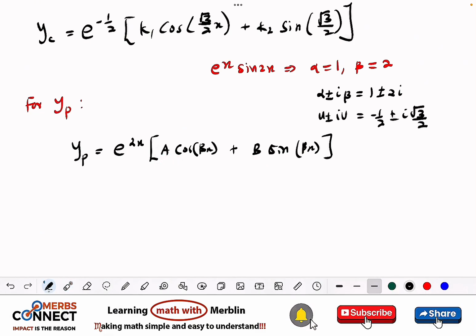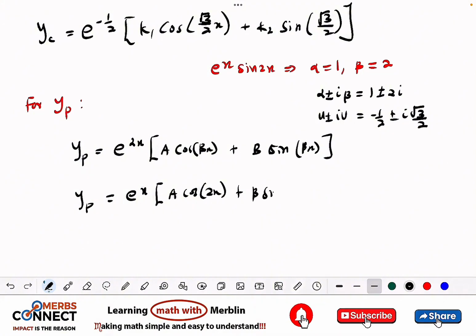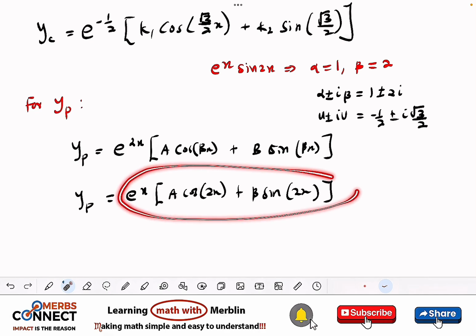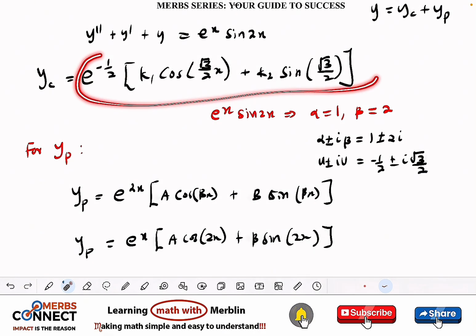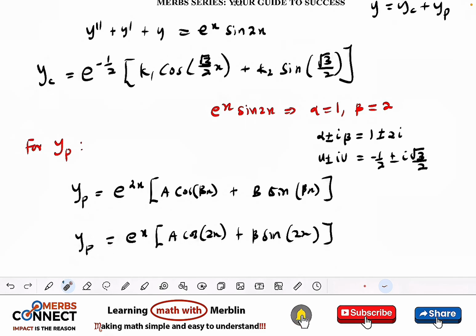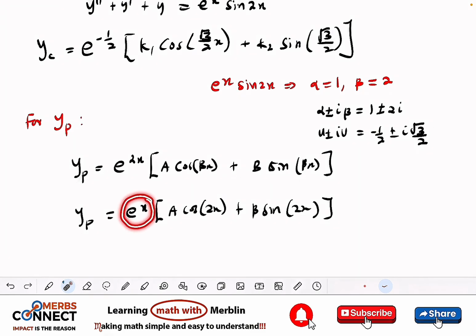Then we know that alpha is 1. So yp is equal to e to the power x, then a cos 2x plus b sine 2x. This is what I was trying to say: now we compare this to the complementary solution and find out if they are the same. You can see that this is e to the power x and the complementary solution has e to the power minus x over 2, so there is no way they are going to be the same. So it means that this is what is going to be the trial solution.